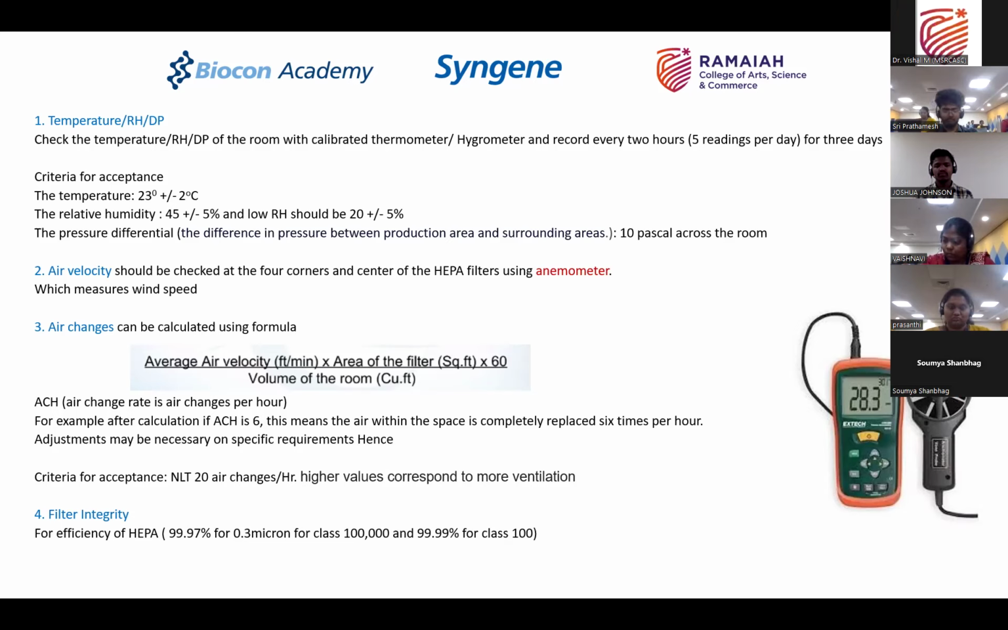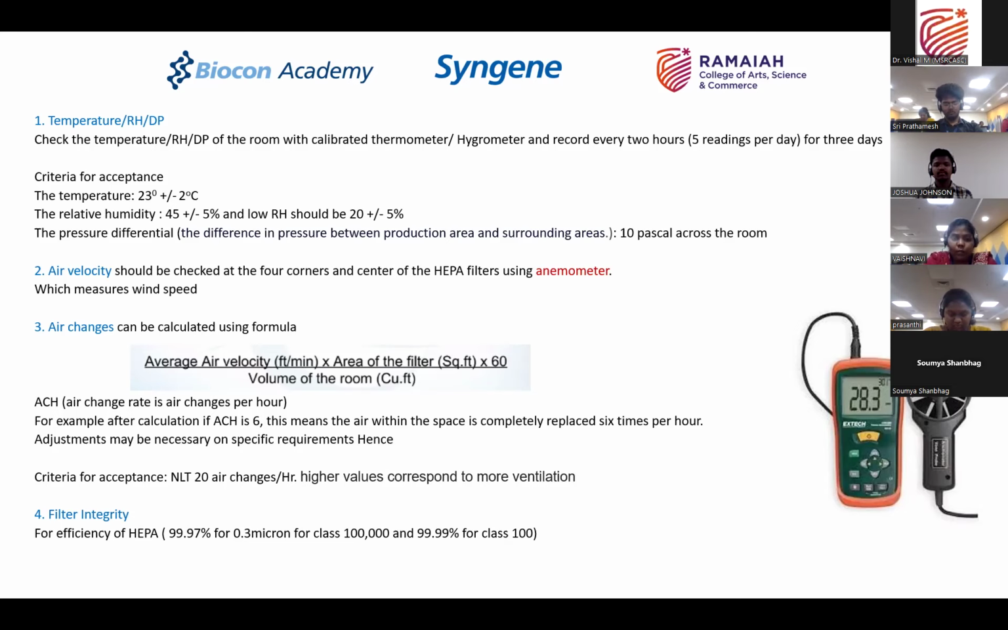Now, how should the efficiency of these HEPA filters be? For class 100,000, the HEPA filters should be 99.97% efficient, meaning it should not allow particles more than 0.3 micron, 99.97%. But when it comes to class 100, so ISO, there are different ISO standards given.